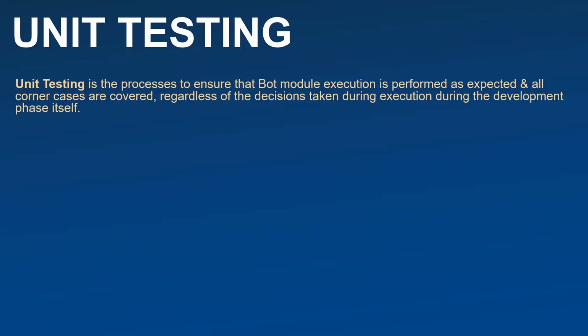When we talk about unit testing, once the developer develops each unit, to be confident that the part developed is working as expected, the developer tests each of these units separately before integrating it all together and moving forward to integration testing. This part of testing each of the functionalities, sub-functions, or modules of your project is termed unit testing, which you can frame as the process to ensure that bot module execution is performed as expected and has covered all the scenarios regardless of whatever decision is being taken.